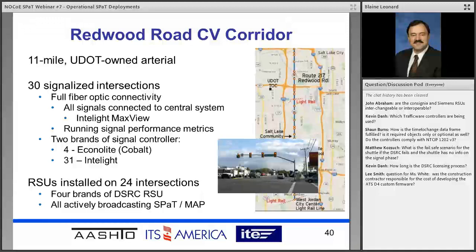You see my numbers don't add up. I just noticed my numbers didn't add up. Sorry about that. There are 30 signalized intersections there.